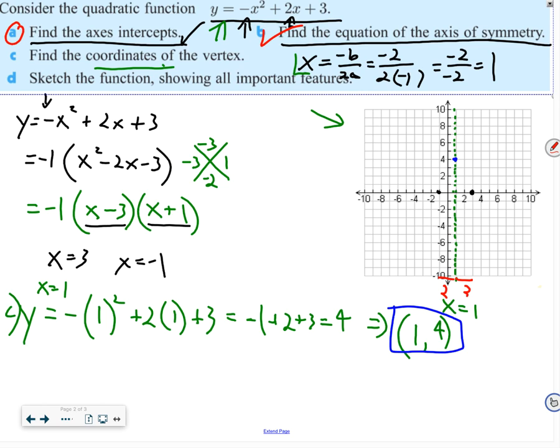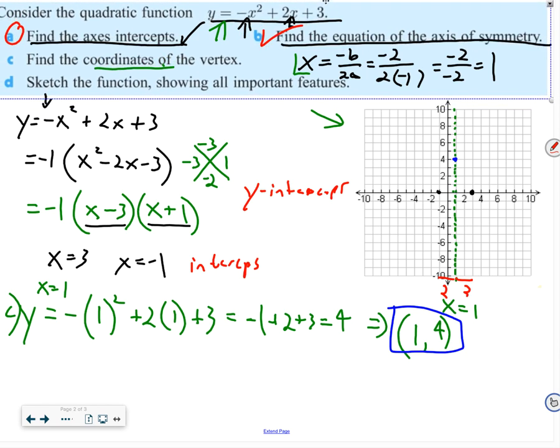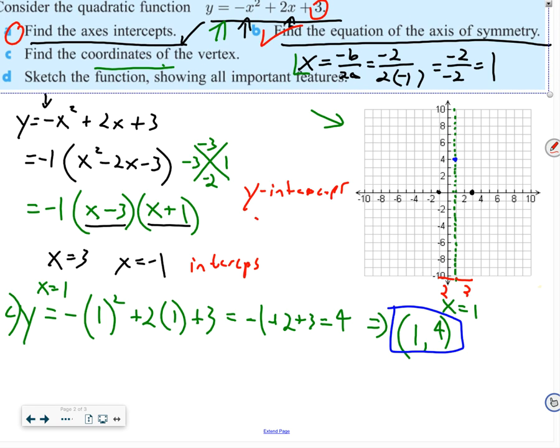I found my x-intercepts. So these are my x-intercepts. So my y-intercept, remember, is my c value. So my c value is 3. So y equals 3 is my y-intercept.